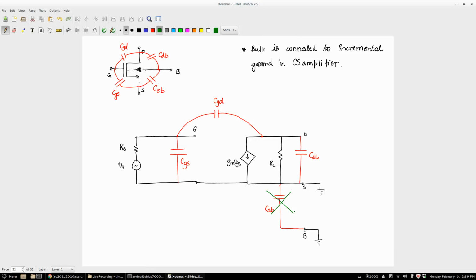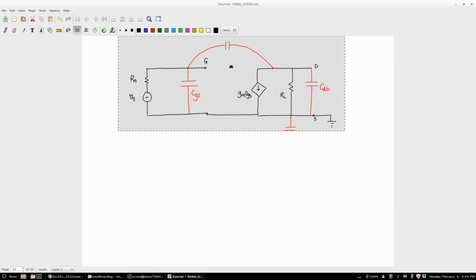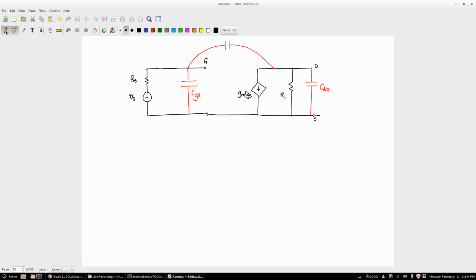And as Shivang correctly pointed out, for the common source amplifier, I don't need to worry about CSB because source and bulk are ground. Anything, no, they are connected to ground, so I can connect anything across it, no trouble, right? Okay. So effectively, I have this to be my incremental circuit, including the various capacitors.